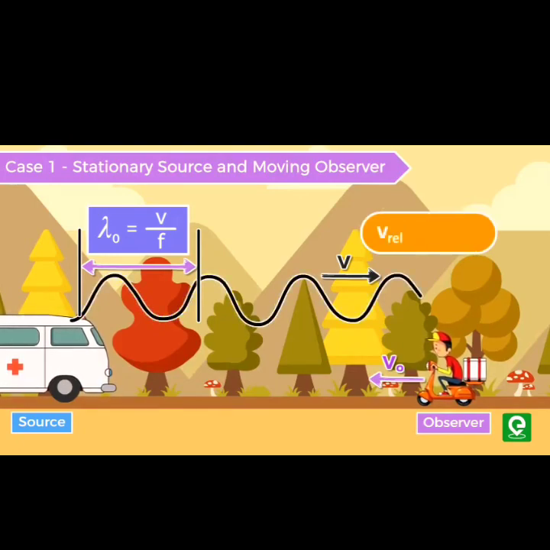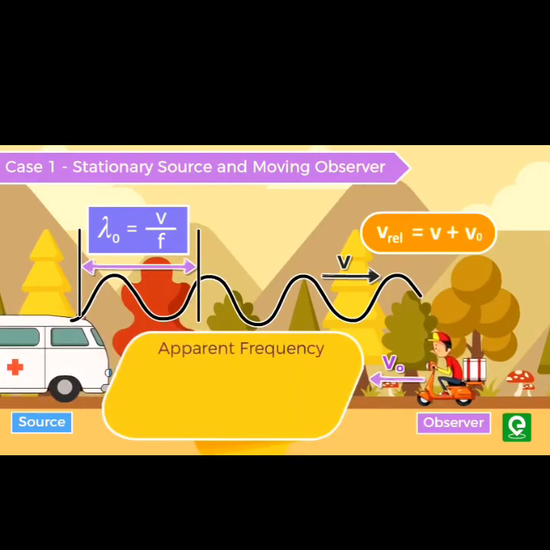Therefore, the relative velocity with which the sound of wavelength lambda naught will approach the observer will be v plus v naught. Thus, the apparent frequency of sound heard by the observer, f dash, is equal to (v plus v naught) upon lambda naught. By substituting the value of lambda naught, we get f dash equal to (v plus v naught) upon v into f.